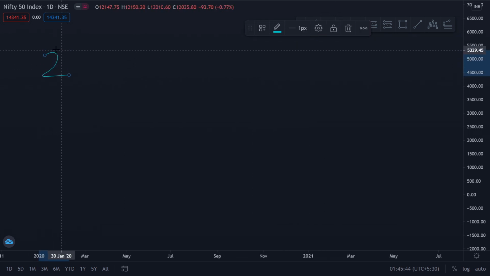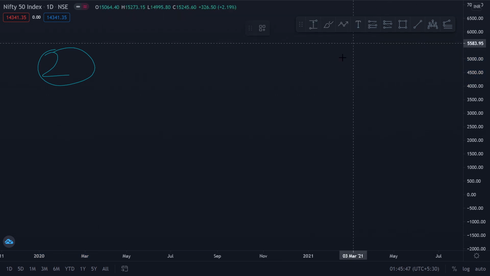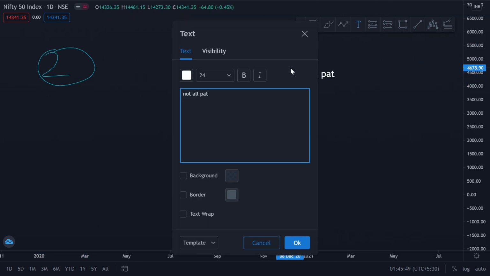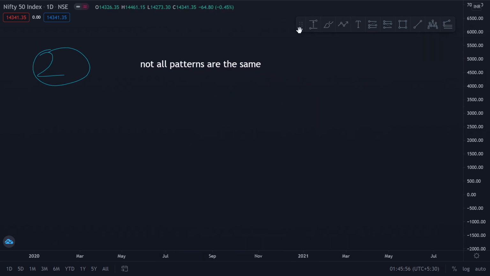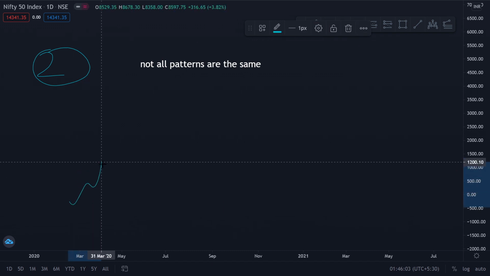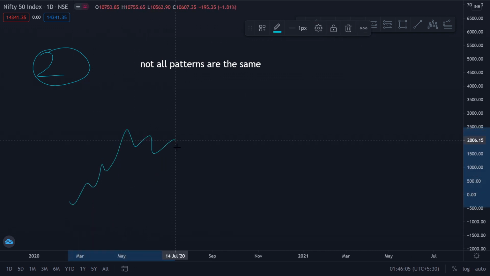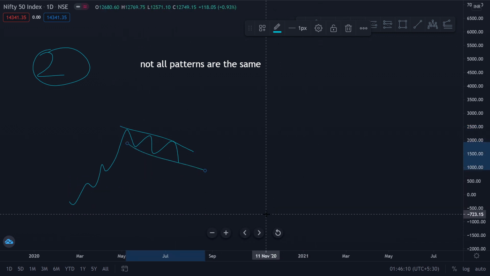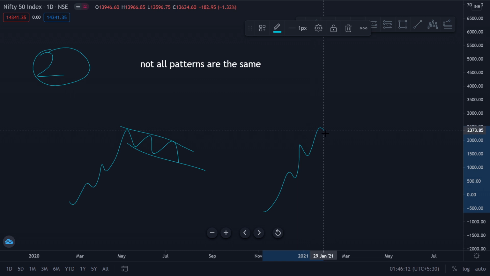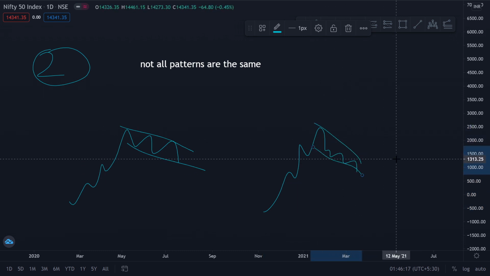Now the second point is that not all patterns are the same. What does this mean? For example, let me say I'm looking at a bull flag. There are two bull flags forming in two separate stocks. In one, the stock was going up and the bull flag was formed, and this is where the stock is right now. In the second, the stock was going up, but the bull flag was formed at a steeper angle. So this is the bull flag in my second stock.